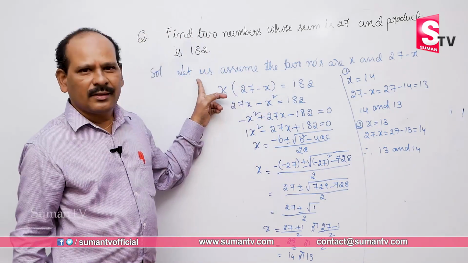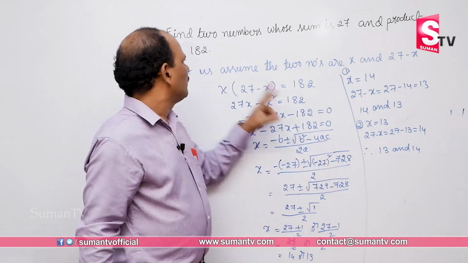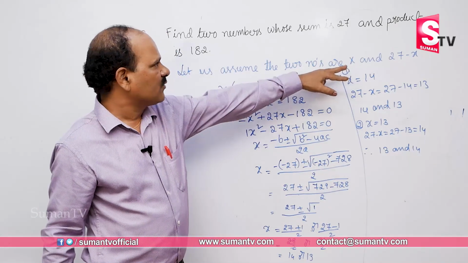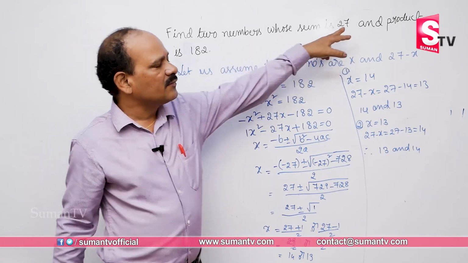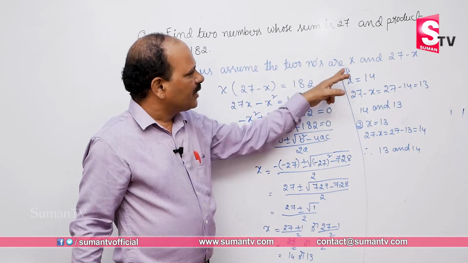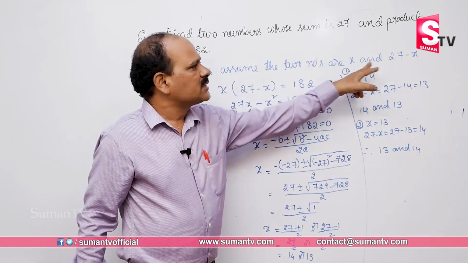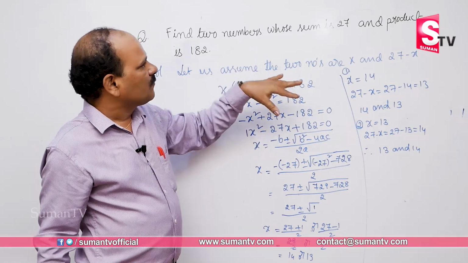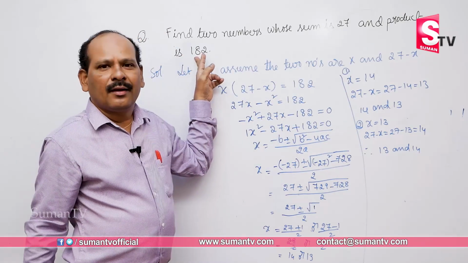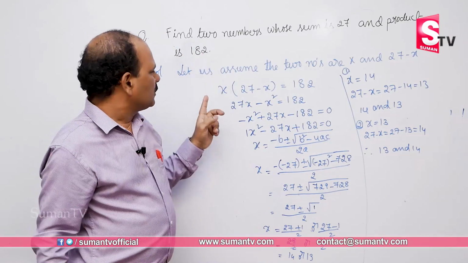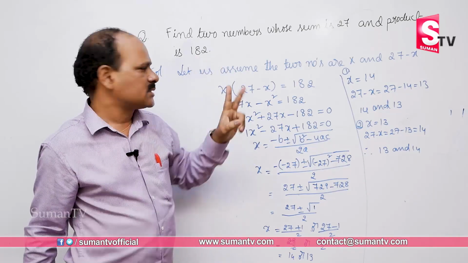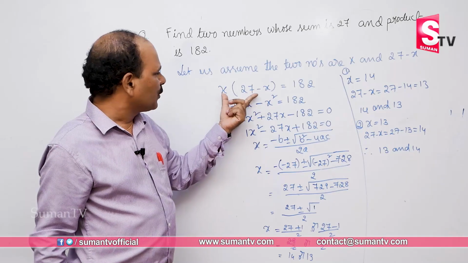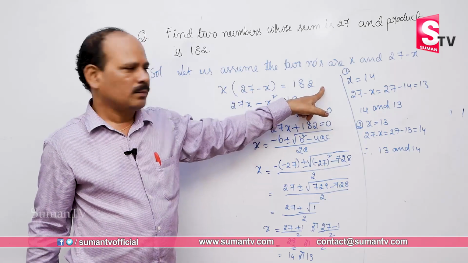Let us take an overview of this problem. Let us assume the two numbers are x and 27 minus x, because the sum of the two numbers is given as 27. So if I assume one number as x, then the second number will naturally be 27 minus x. Now, another piece of information in the question is that the product is 182. Product means multiplication of the two numbers. One number is x, the second is 27 minus x, and the product of these two numbers is 182.